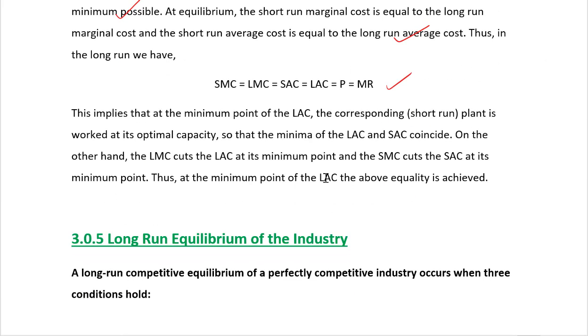This implies that at the minimum point of LAC, the long run average cost curve, the corresponding short run plant is worked at optimal capacity so that the minima of LAC and SAC coincide, and on the other hand LMC cuts the LAC at its minimum point and SMC cuts the SAC at its minimum point. Thus the minimum point of LAC is achieved.